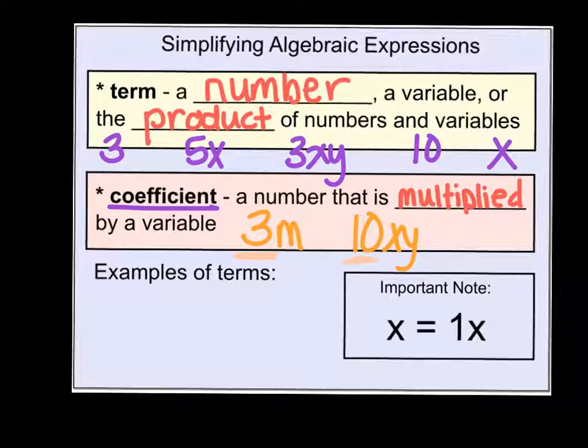Okay? And then one final thing I want to note before moving on is just a reminder that when you see x, that's the same thing as 1x, and if it helps you to put the 1 in front, you can. On the same hand, if you ever see a negative x, that's the same thing as a negative 1x.